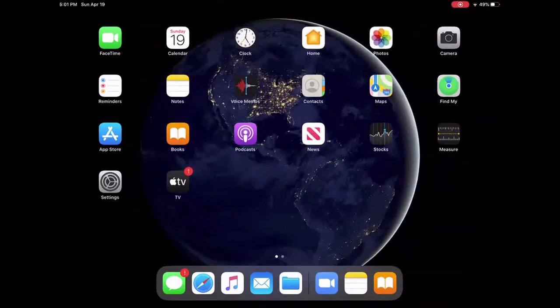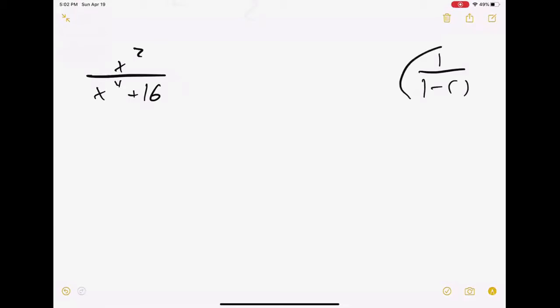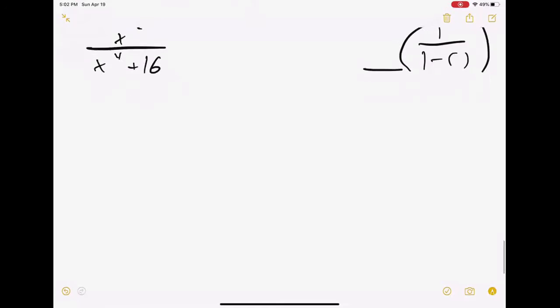Let's do one more example of this first simple technique. Let's do x squared over x to the 4th plus 16. Now it's more complicated because we have an x squared in the top, but the premise is the same. I want to convert this into something like 1 over 1 minus something in parentheses, maybe with something out front.